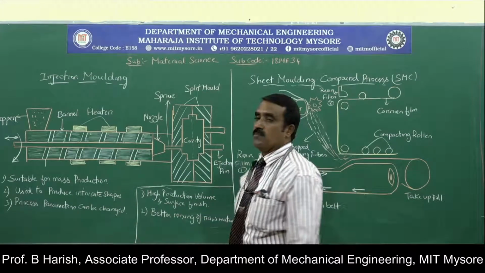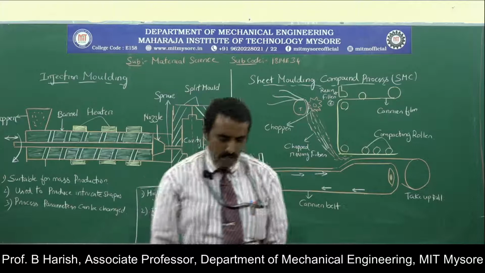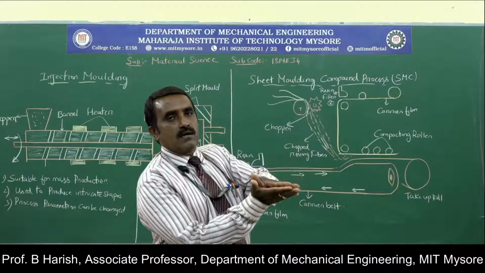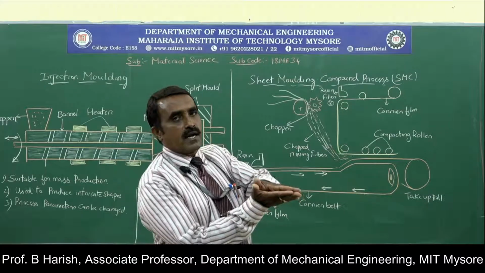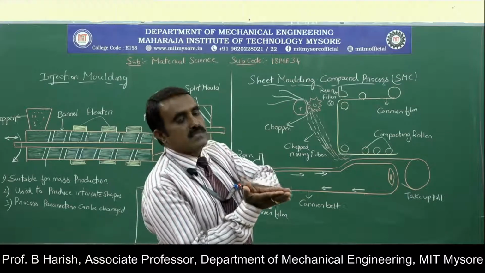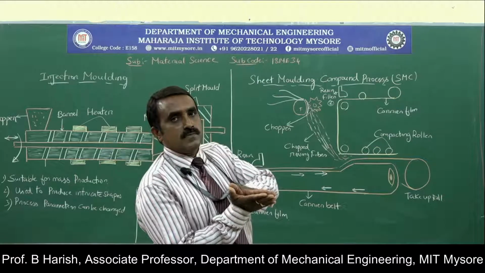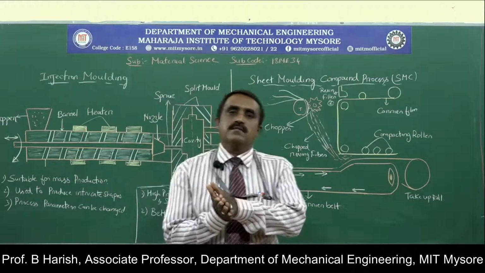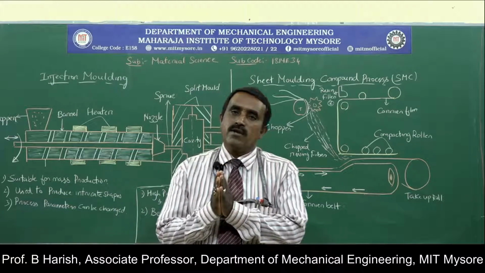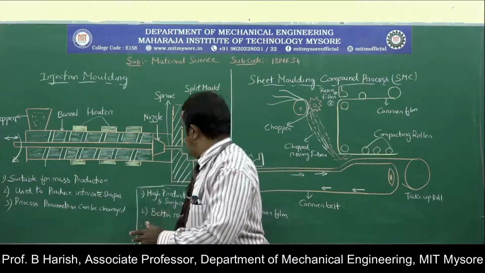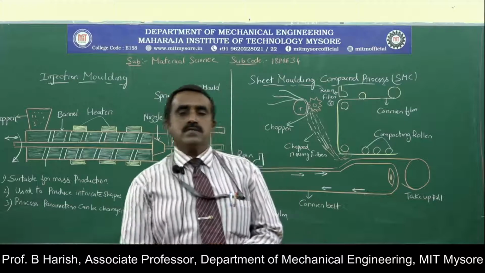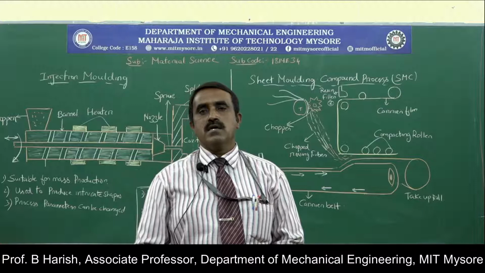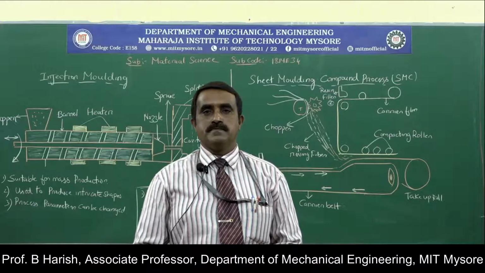Then better mixing of raw material. Here, layer by layer, it automatically takes the bottom layer, intermediate layer and top layer. So the mixing of the matrix and the reinforcement will be uniform. Hence I can get better mixing of raw material. These are a few of the advantages of this method of producing composite material.